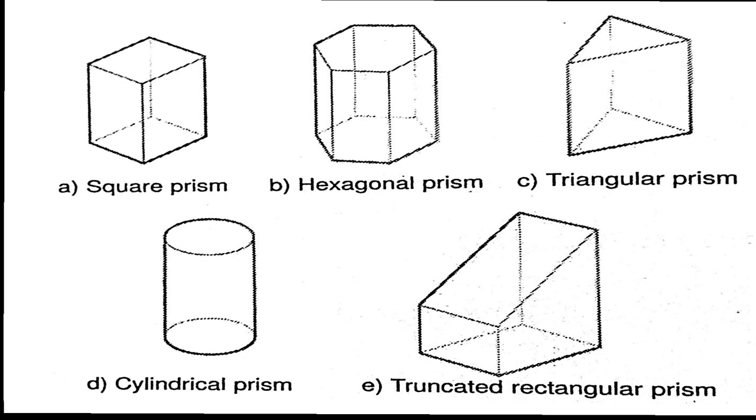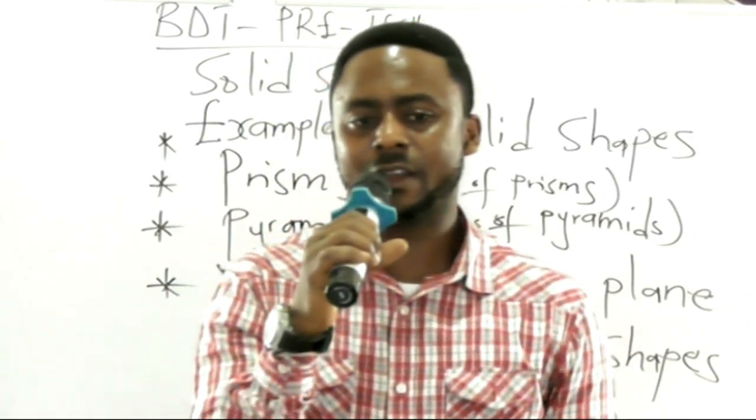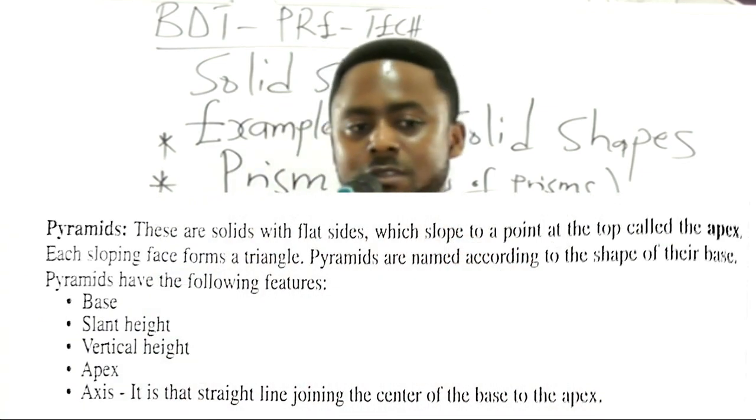Then we have D. D is a cylinder or cylindrical prism. Why do we call it a cylindrical prism? It is because the base is a circle, and therefore it bears the name cylinder. Then diagram E is a truncated rectangular prism. Now, when I say truncated, it means that the object has been cut. It is not in full length. Part of it is cut off. That is why diagram E is a truncated rectangular prism. So we have more diagrams to portray prisms.